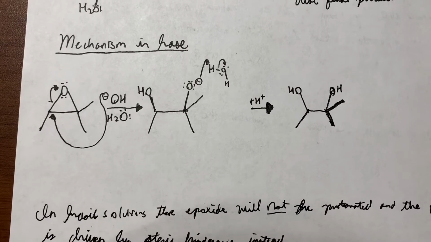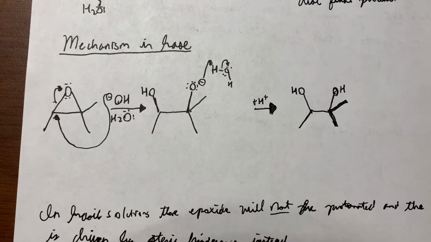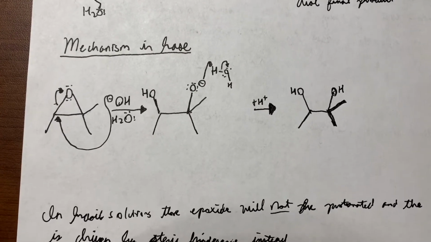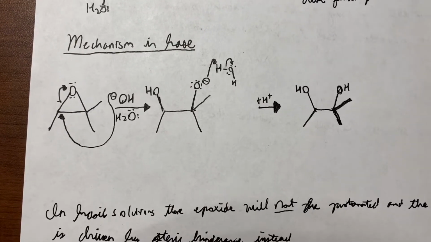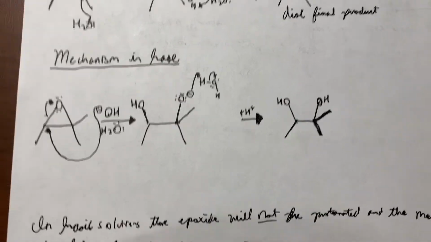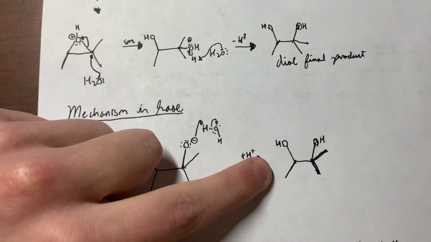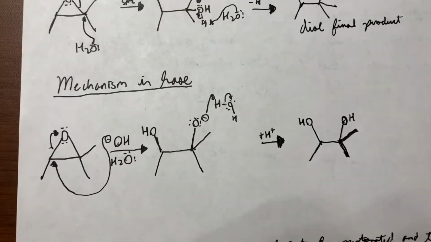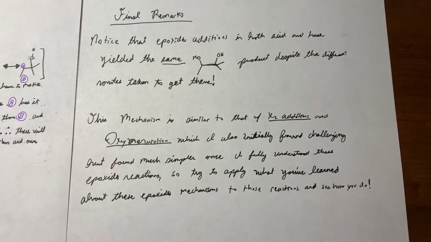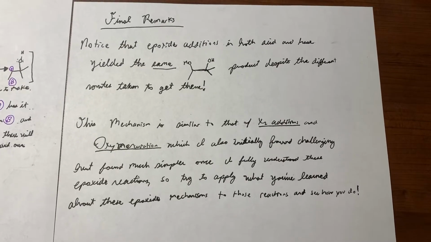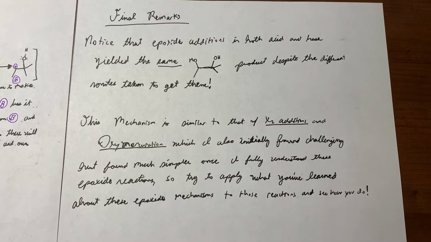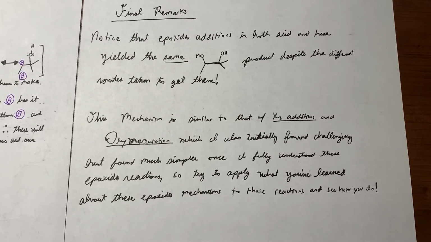We're then given an oxygen anion there, and then that will deprotonate the water very easily, regenerating our base, RO minus, and giving us a diol with one alcohol group and a methyl, and one alcohol group and 2 methyls on the other side. So that's pretty simple. So some final remarks: notice that the epoxide additions in both acid and base yielded the same diol. It's an important thing to remember.